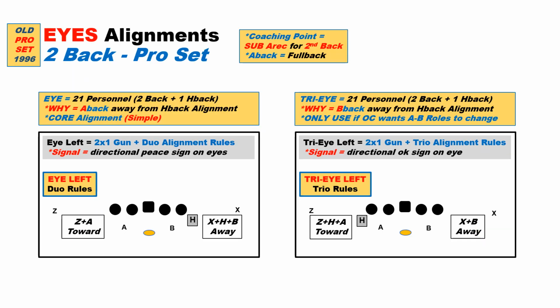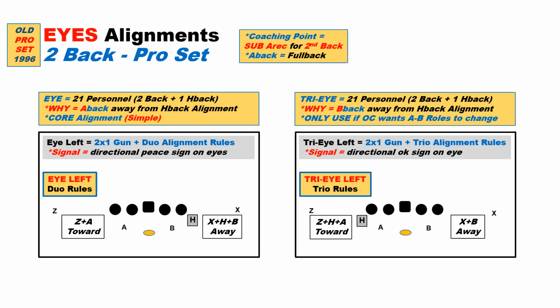So real quick, just our I's alignment. It's a two-back pro set version of the spread. What we'd like to do here is actually sub the A receiver out and bring in a second back, which we call the A back now, as a fullback type person. We'll just build off of our spread sets of duo here on the diagram on the left.